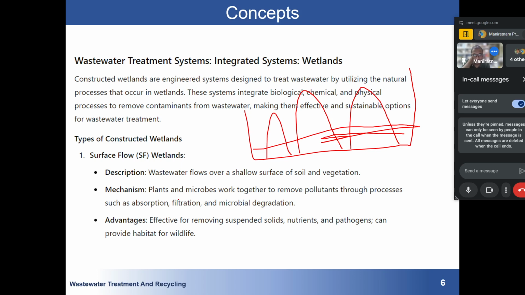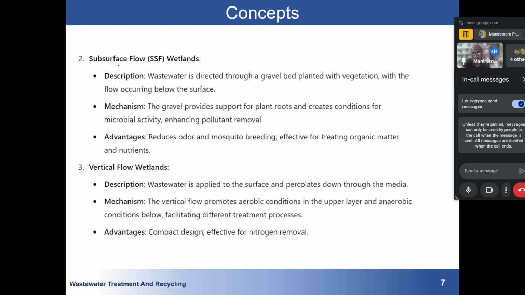The mechanism is almost similar for all kinds of wetlands. Depending upon the area, cost, and other factors, different kinds of wetlands are constructed. The advantage is that it is effective for removing suspended solids, nutrients, and pathogens, and can provide habitat for wildlife also. This is the simplest wetland and is constructed at many places. Second is the subsurface wetland.